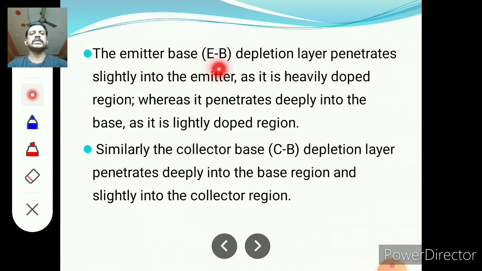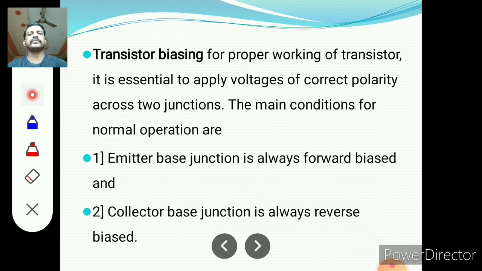The emitter base (EB) depletion layer penetrates slightly into the emitter as it is a heavily doped region, whereas it penetrates deeply into the base as it is a lightly doped region. Similarly, the collector base (CB) depletion layer penetrates deeply into the base region and slightly into the collector region.